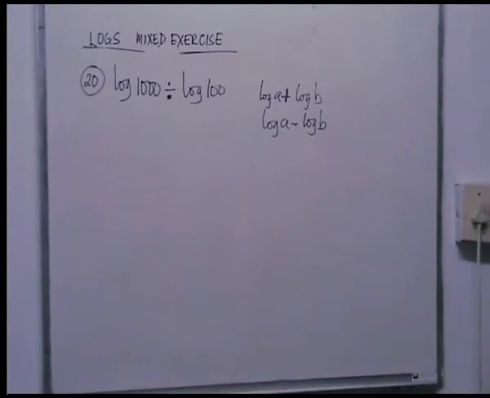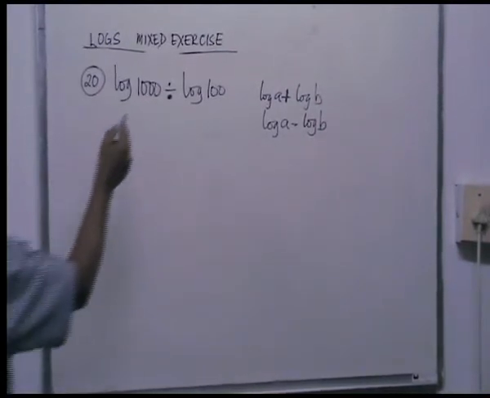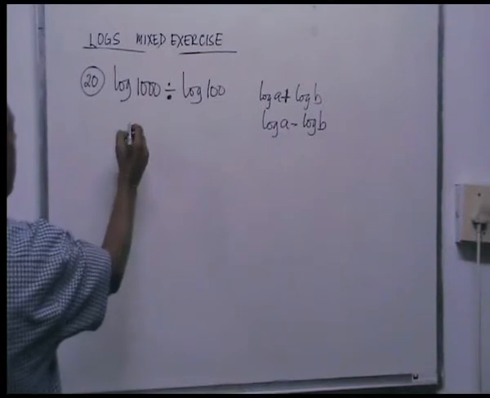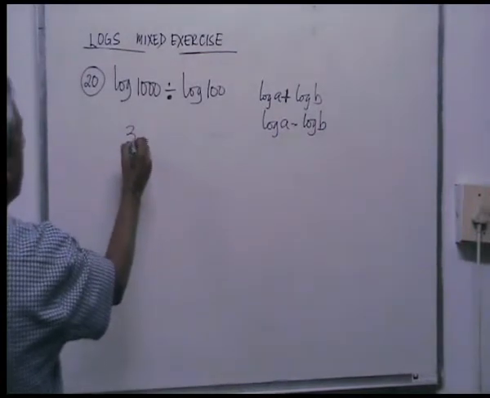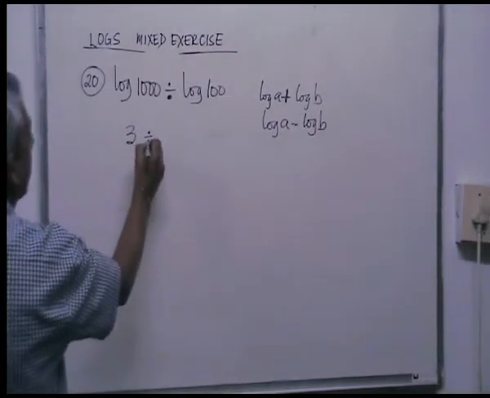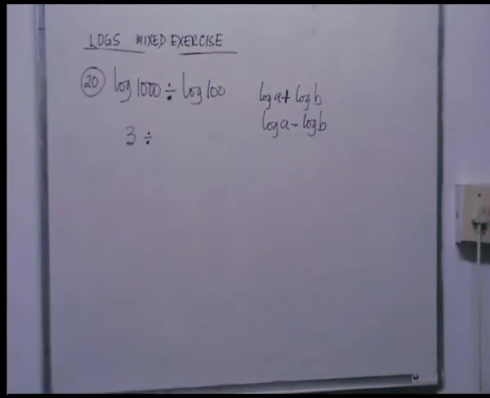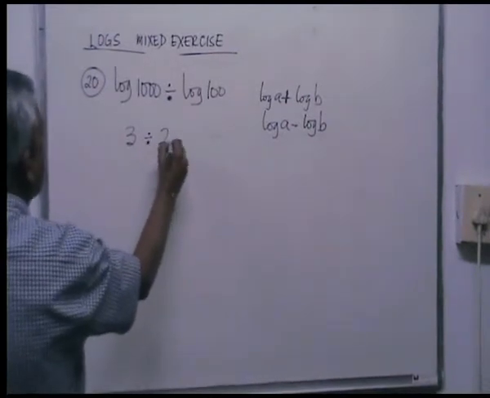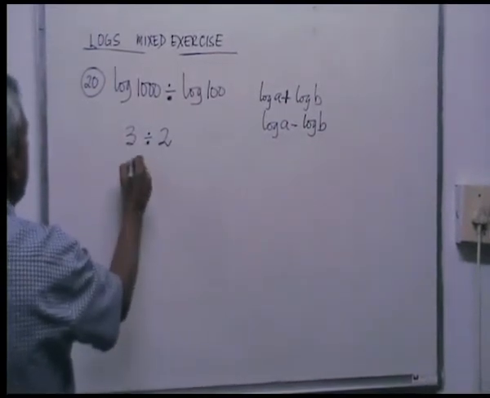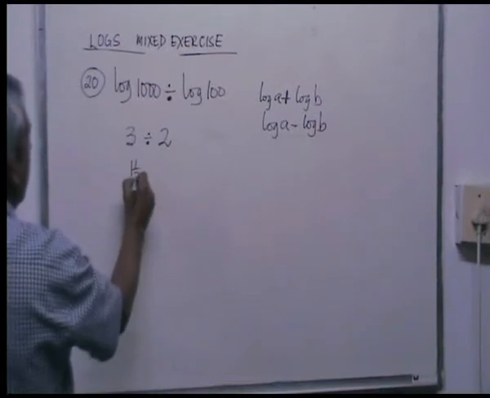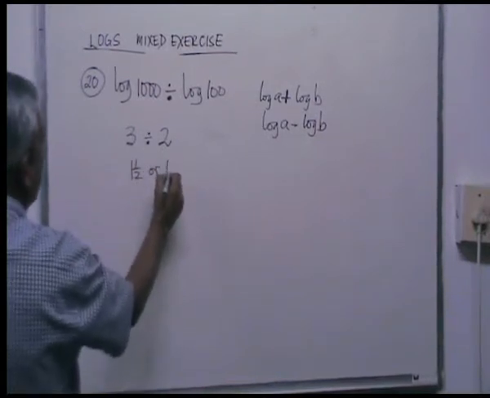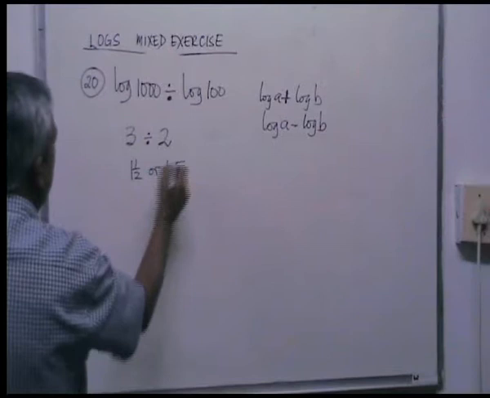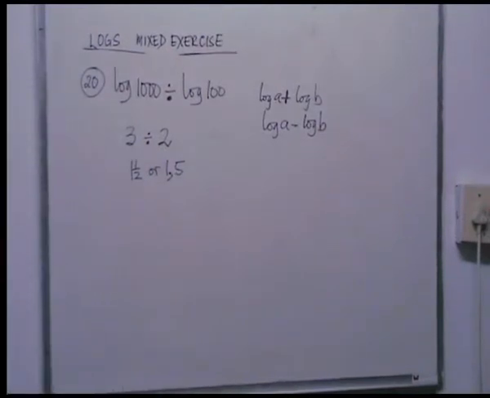Again, it's common sense. Well, log of 1000 you can find in the calculator. Just put it in there and you'll get the answer 3, divided by log of 100. Just put it into your calculator and you'll get the answer 2. You just put log 100 equal to and you get 2. Now 3 divided by 2, put it in your calculator, you'll get 1.5. And that's your final answer for number 20.